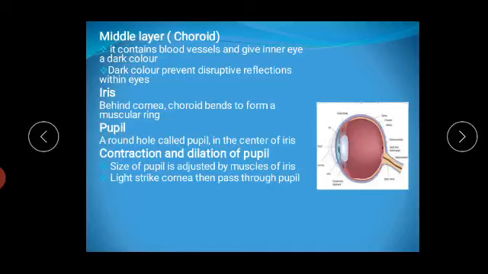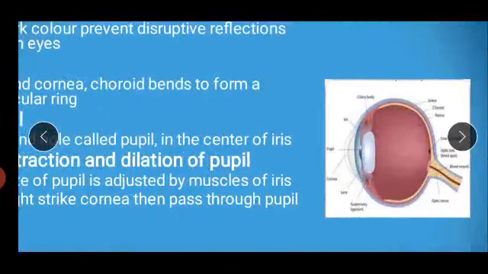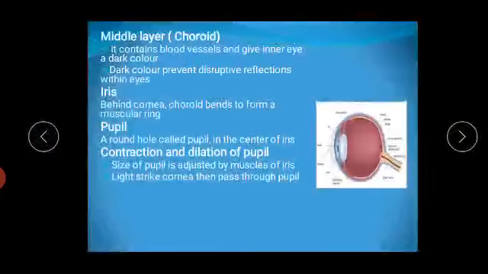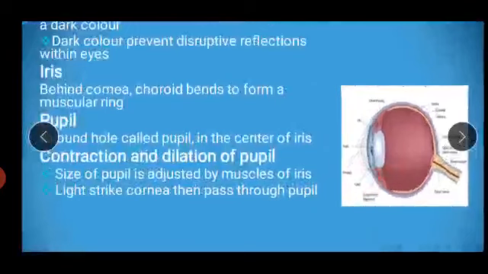Iris, pupil. You can see choroid goes this way and it forms the iris and the pupil. Behind the cornea, choroid bends to form a muscular ring. Iris is a muscular ring behind the cornea. Here is the cornea. Behind the cornea, here is a muscular ring. This is the choroid. Choroid will form a muscular ring called iris.